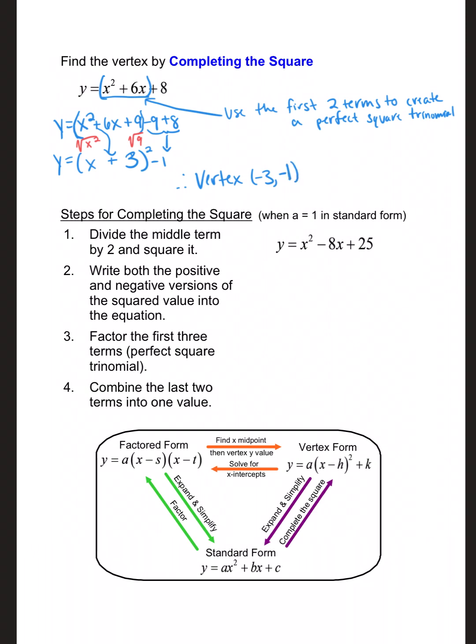We're going to look at one last example, but first we're going to go through the steps for completing the square because there are quite a few, and then you can refer to those as you practice this process. So these are the steps for completing the square when a equals 1. Notice right now in standard form, the only ones we've looked at are ones where a equals 1. In the next lesson, we'll take a look at what if a is something other than 1. So our first step in completing the square is we're going to divide the middle term by 2 and square it. Sometimes to remember this process, we say we're going to half it, cut it in half, and we're going to square it.